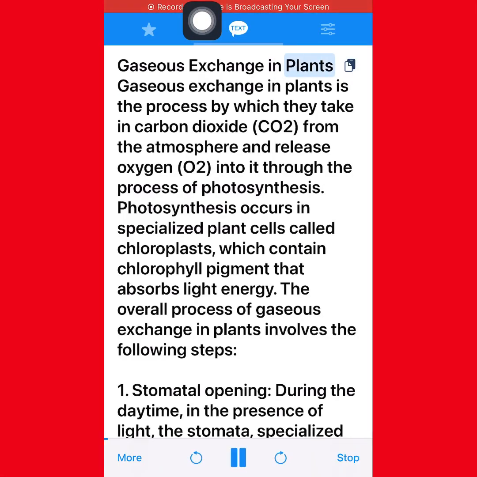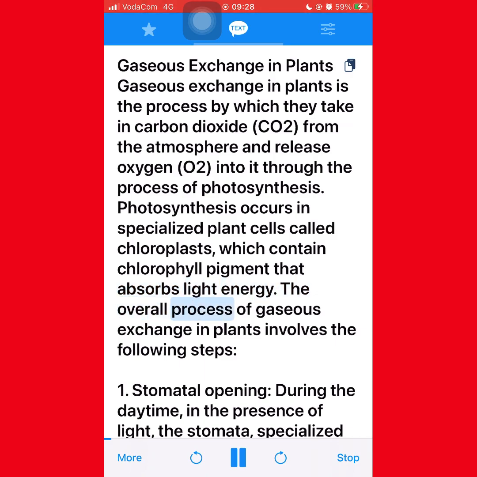Gaseous exchange in plants. Gaseous exchange in plants is the process by which they take in carbon dioxide, CO2, from the atmosphere and release oxygen, O2, into it through the process of photosynthesis. Photosynthesis occurs in specialized plant cells called chloroplasts, which contain chlorophyll pigment that absorbs light energy.